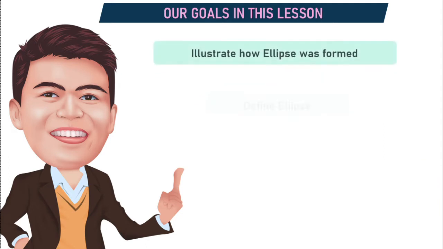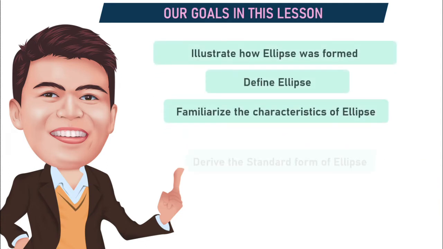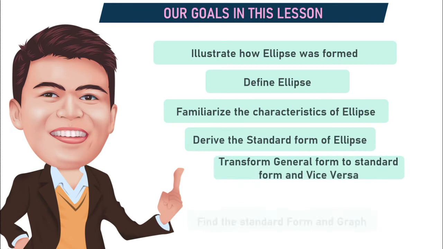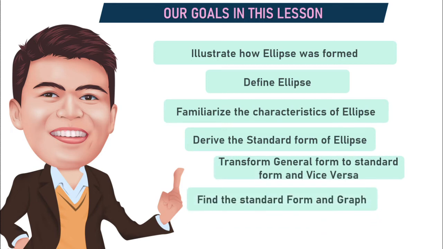So here are our goals in this lesson. Illustrate how ellipse was formed, define ellipse, familiarize the characteristics of ellipse, derive the standard form of ellipse, transform general form to standard form and vice versa, and find the standard form and graph. First, we're going to illustrate how ellipse was formed.